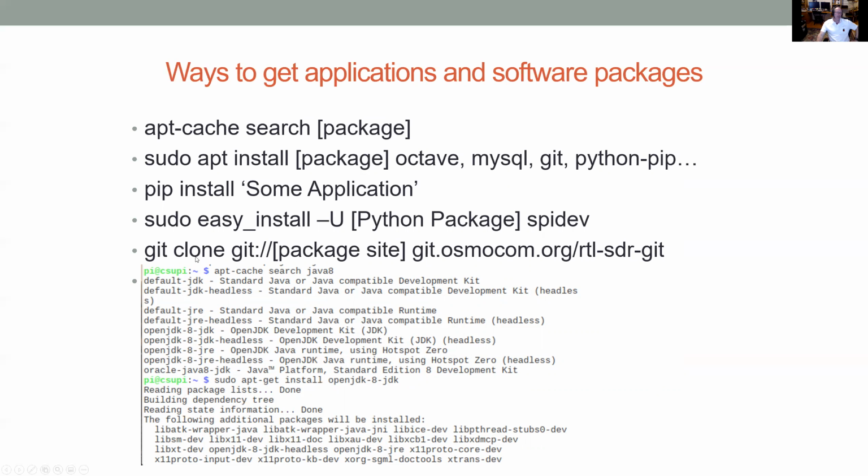And then of course, another way to get software is git clone, and then the package that you might want to get. So it's actually fairly easy to do, and we're gonna do that here in just a little bit.